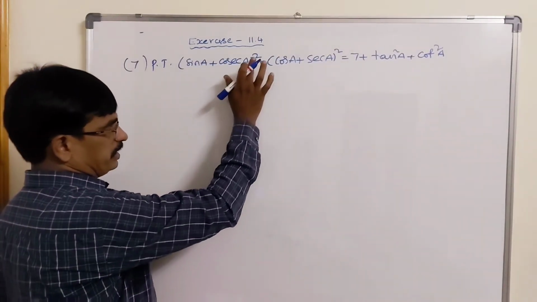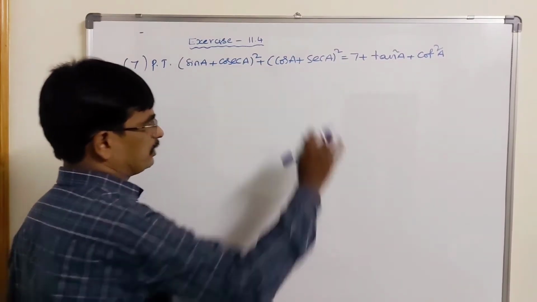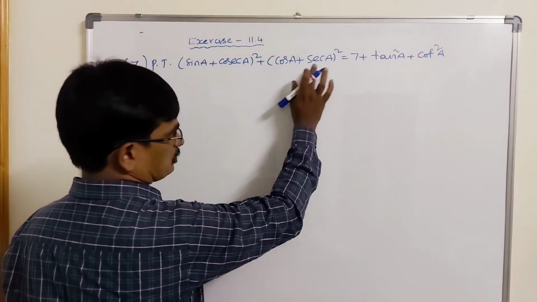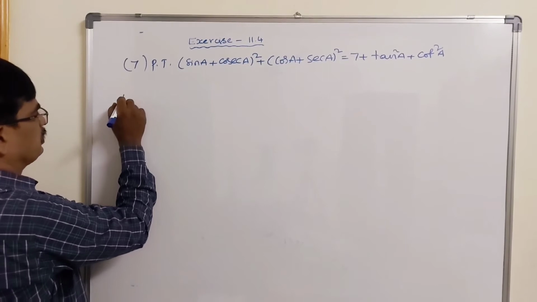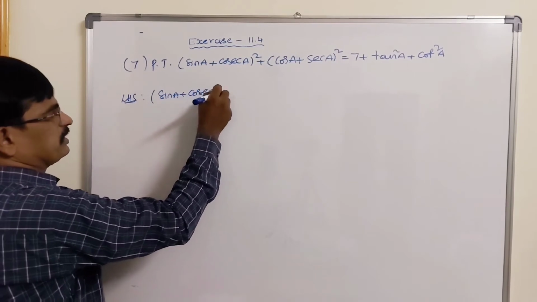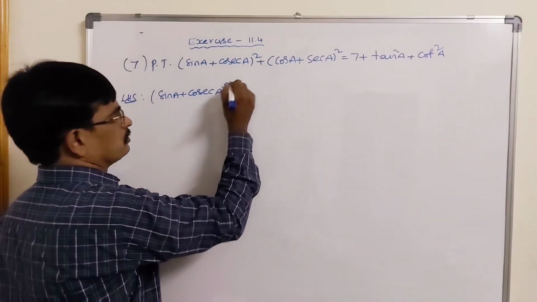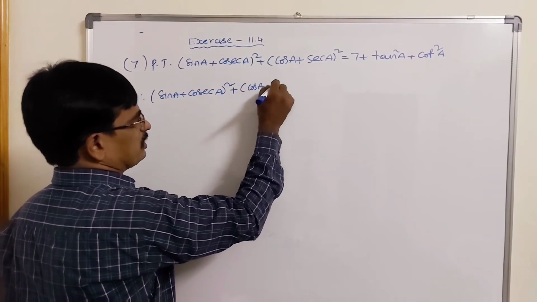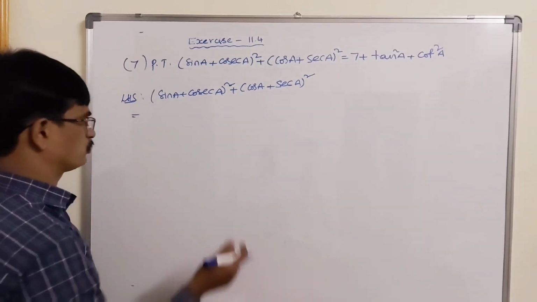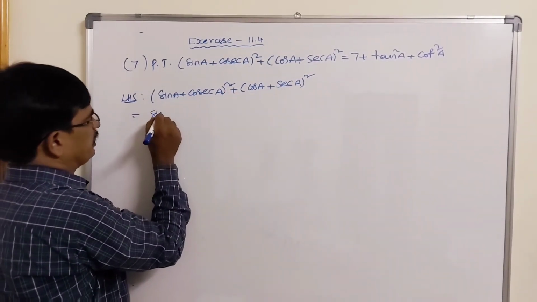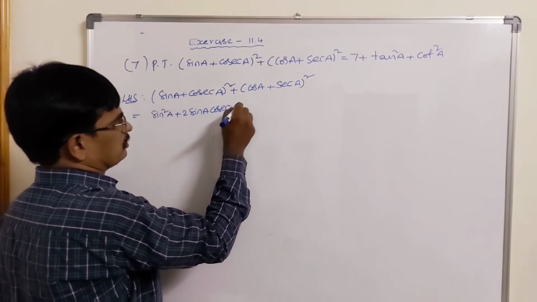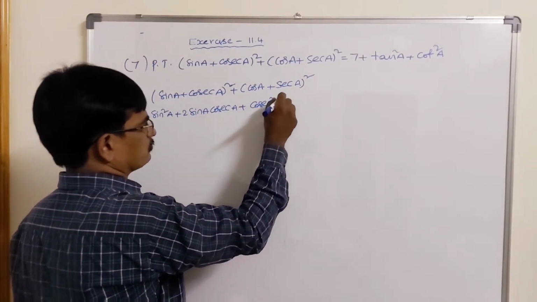Sin A plus cosecant A whole square plus cos A plus secant A whole square, again of the form A plus B whole square. Now let us take the LHS part. Sin A plus cosecant A whole square plus cos A plus secant A whole square. Now expand these two terms by using A plus B whole square. That is sin square A plus 2 sin A cosecant A plus cosecant square A.